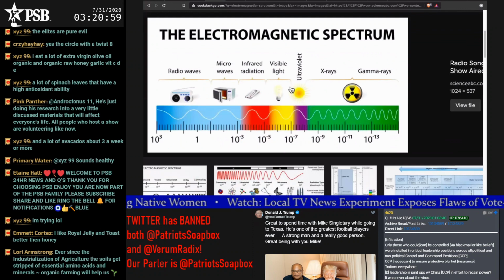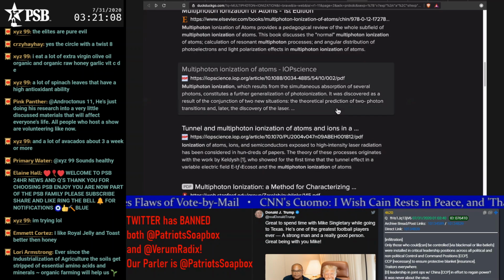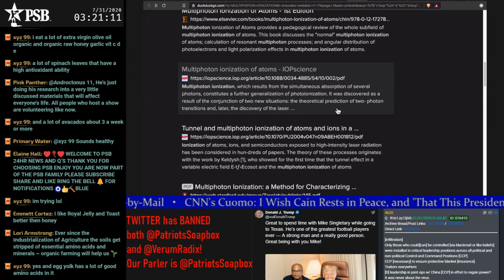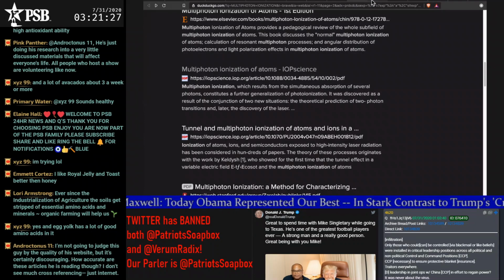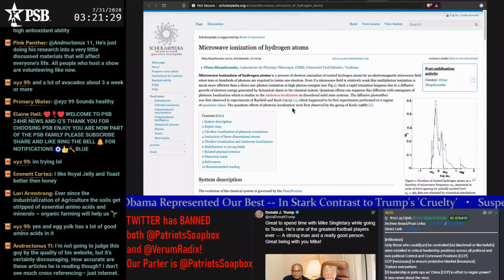And we know that around ultraviolet light, that's the separation between non-ionizing and ionizing radiation. Well, multi-photon ionization means that they can use non-ionizing radiation and pulse it in the right way so that cells, DNA, protein, whatever, absorb that energy, and ultimately it creates an ionization occurrence in a cell or in the body. And that's what this is saying. Microwave ionization of hydrogen atoms.